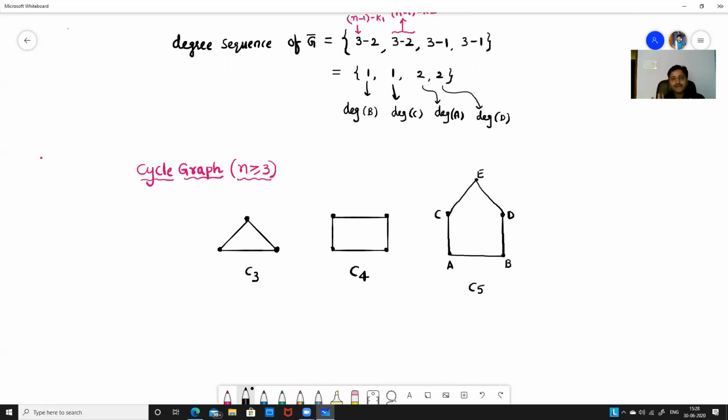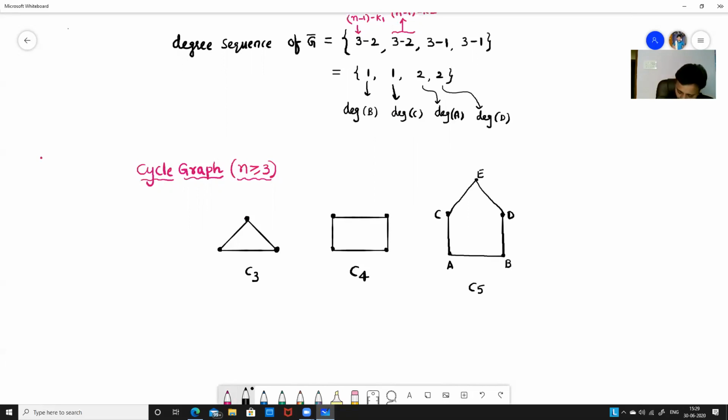So what is the meaning of a cycle graph now? A cycle graph of order n must contain a cycle of length n, and the degree of each vertex is exactly 2. Now look at this one. C3 has a cycle of length 3. C4 has a cycle of length 4. C5 has a cycle of length 5.